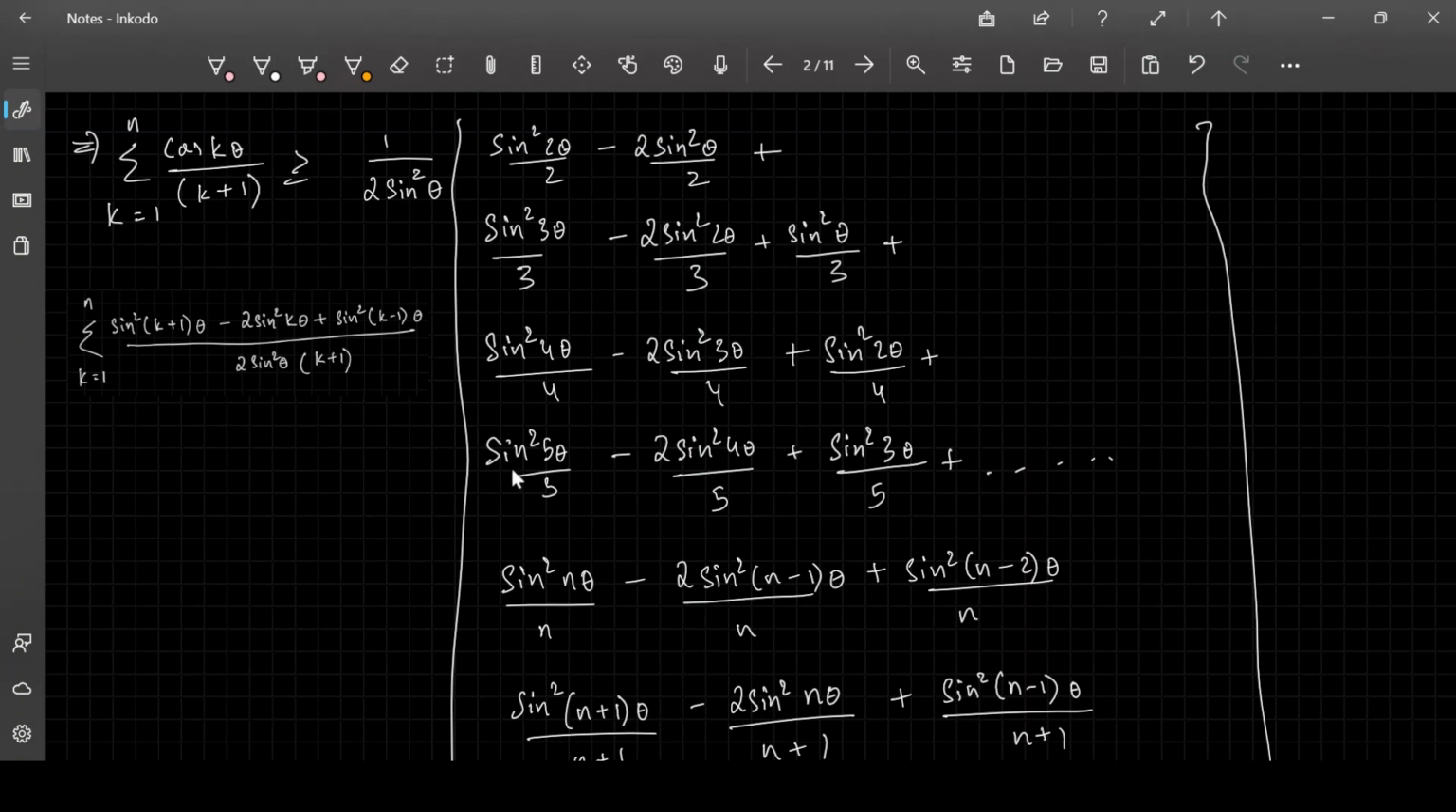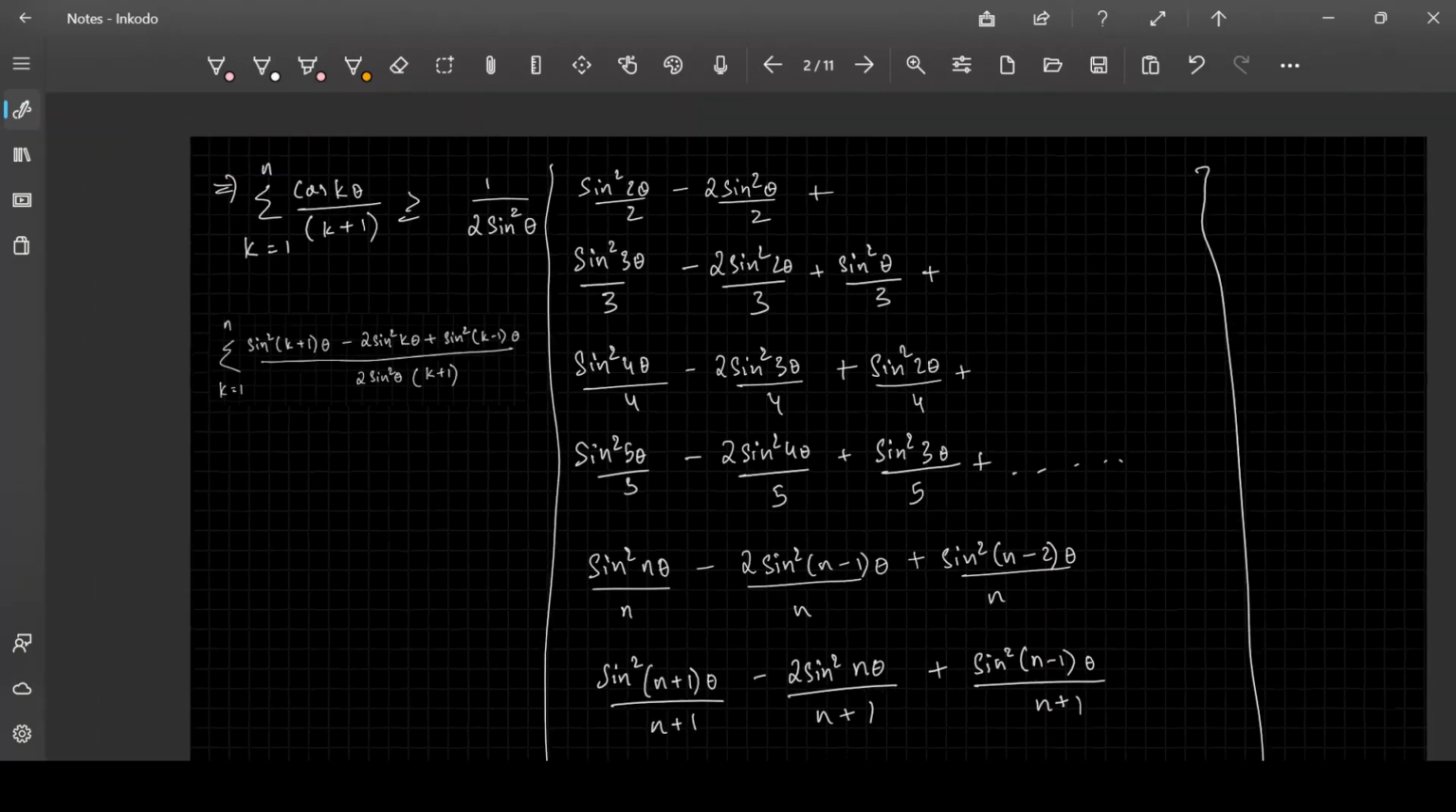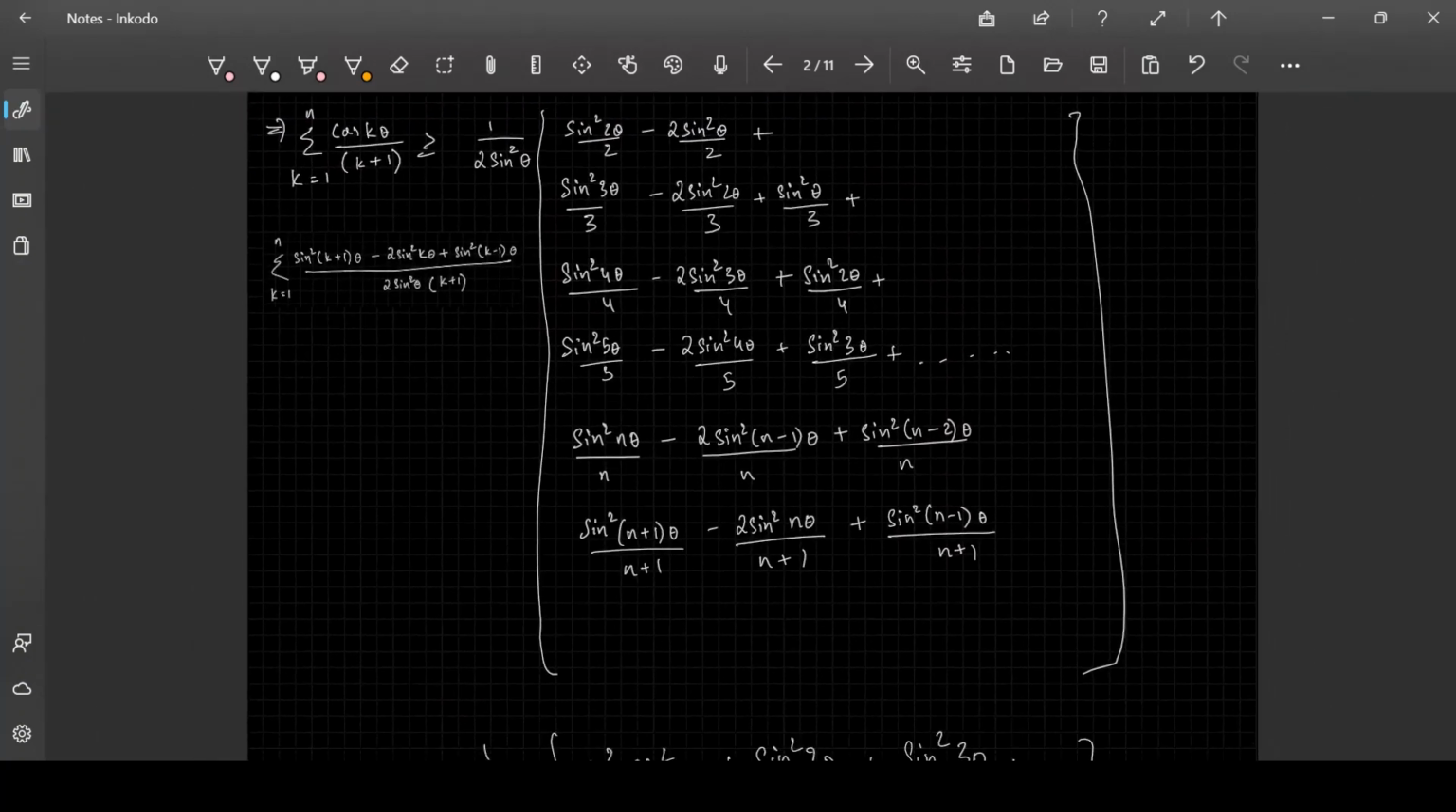And when k is equal to 4, we get sine square 5 theta by 5 minus 2 sine square 4 theta by 5 plus sine square 3 theta by 5. The reason why I substituted so many terms till k is equal to 4 is that I want you to get a better understanding of what is actually happening here. So I shall just zoom out if possible. Yeah, fine. And till the end point where we keep k is equal to n minus 1.